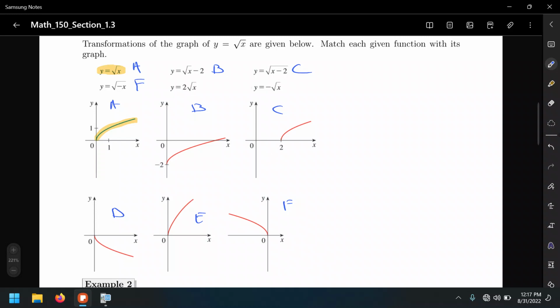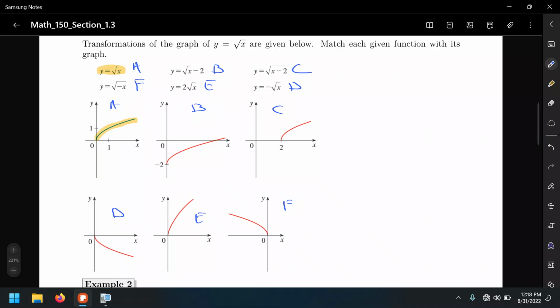And y equals 2 times the square root of x. What is that going to do? That looks like E, it's going to stretch it vertically. Yep, that's E. And the last, we only have one, which is going to be D. All right, it's a reflection about the x-axis.